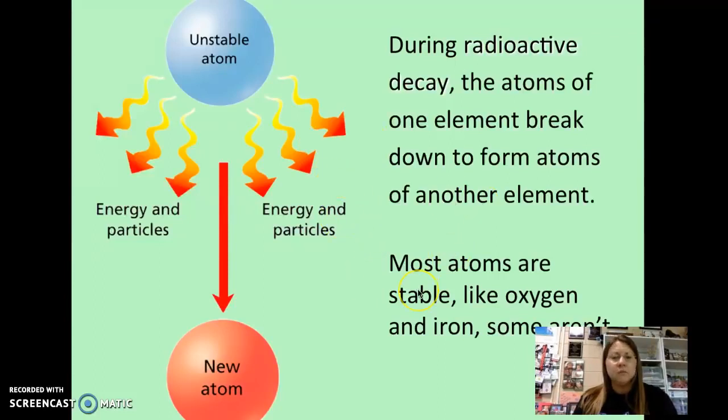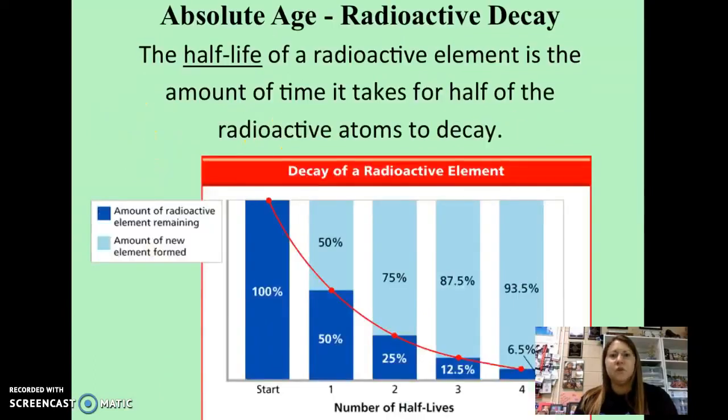So most atoms are going to be stable, but some aren't. The ones that are not stable are going to be considered radioactive elements. Most of the atoms that we come in contact with, like oxygen, gold, iron, things like that, are stable and they are not radioactive. Otherwise, that would be a problem. So radioactive decay is going to look at the half-life.